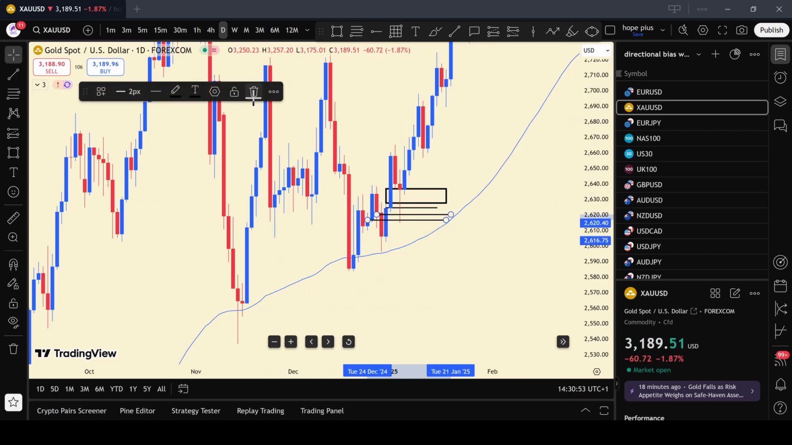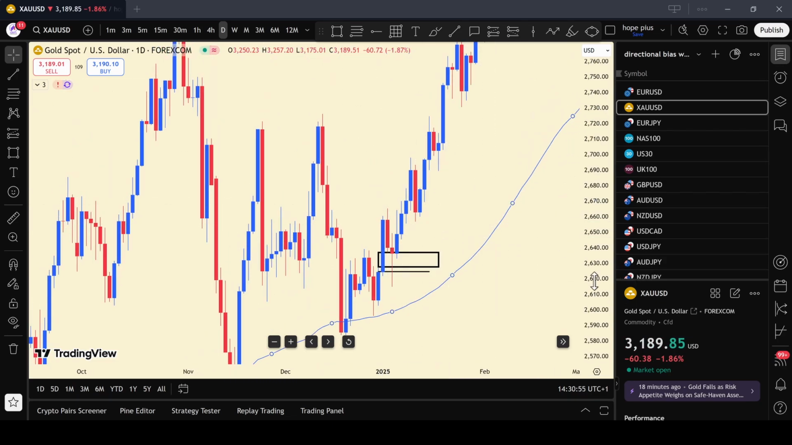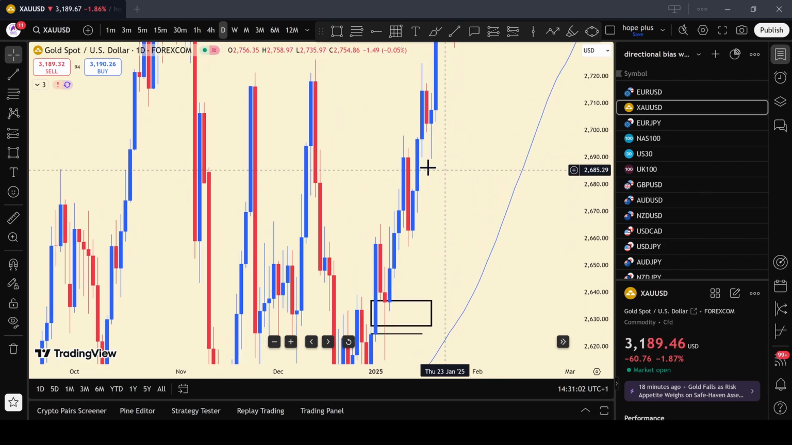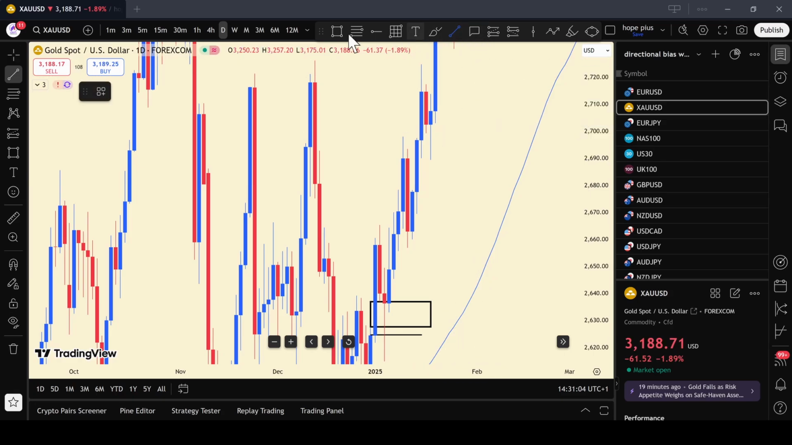Another illustration, let's keep looking. In this case here, there is no fair value gap again. Where we have a fair value gap is this level here.